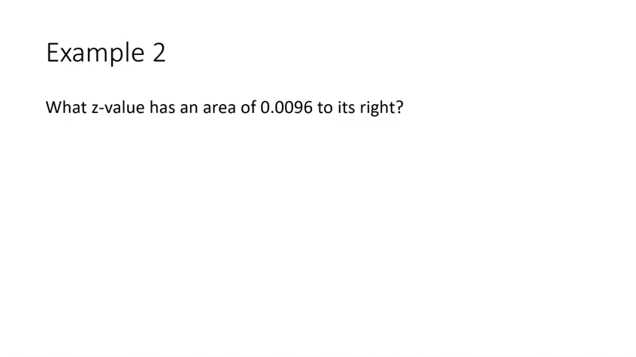Let's try another one. What z-value, aka z-score, has an area of 0.0096 to its right? Sketch it first.